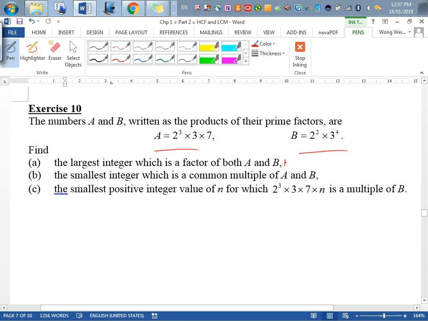So part A, HCF equals to, so in HCF we want to find the common factors, right? Okay, let me call somebody. Meanwhile, everybody think what are the common factors? Brenda, can you tell me what are the common factors in A and B? 2 and 3. Is it just 2? 2? 2 square, yes. So 2 square multiplied by? By what, Brenda?